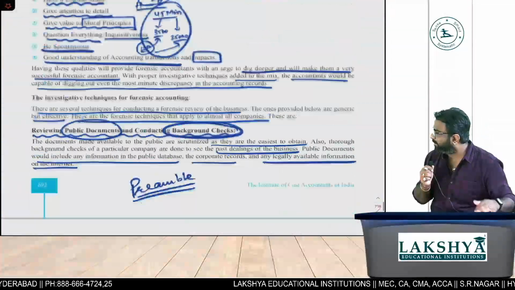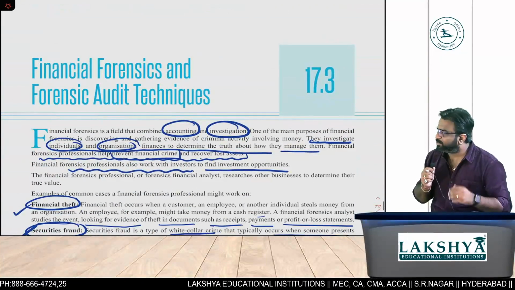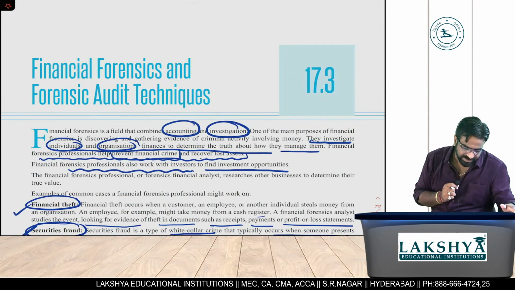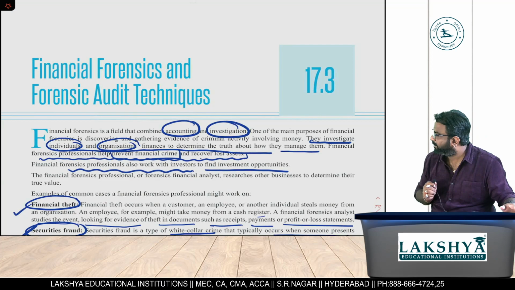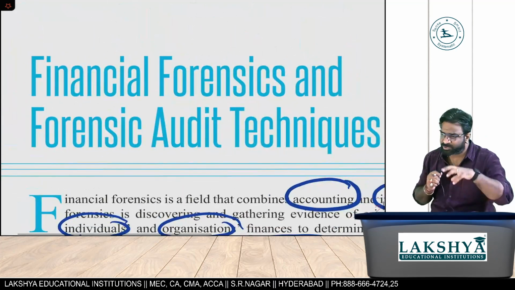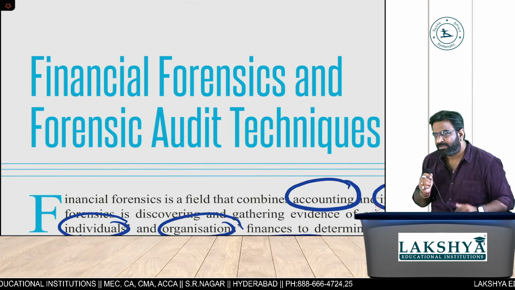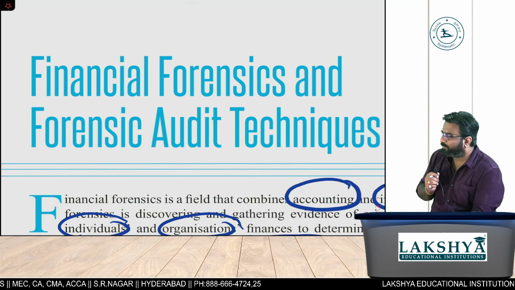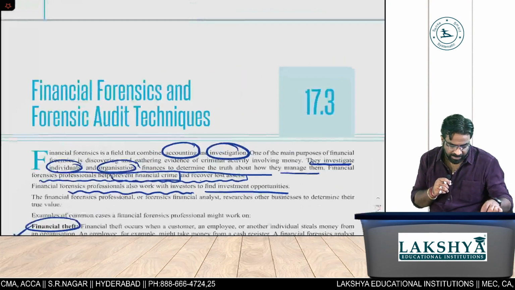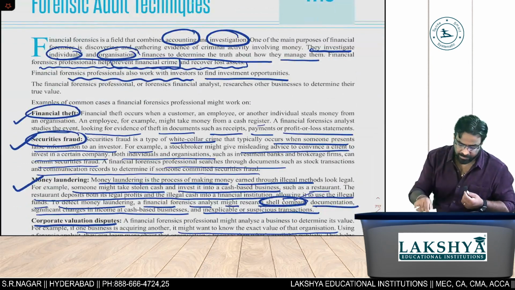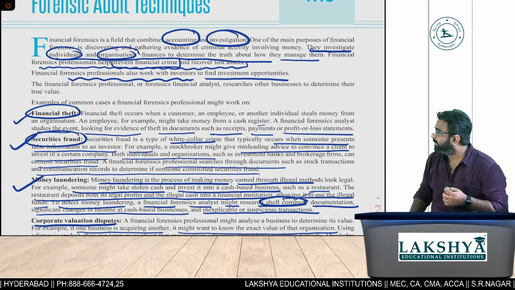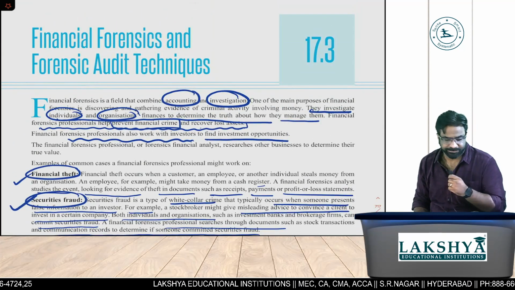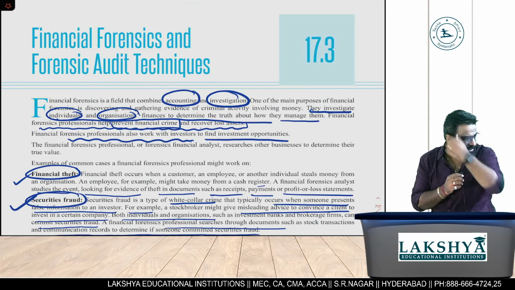Okay, first make a note of it, because there is nothing much to write in this chapter. Only very few things are to be noted. Put the heading: financial forensics and forensic audit techniques. Just write the heading. I'll make you write the chosen sentences. We need not write 100%. Under that, write the first point.